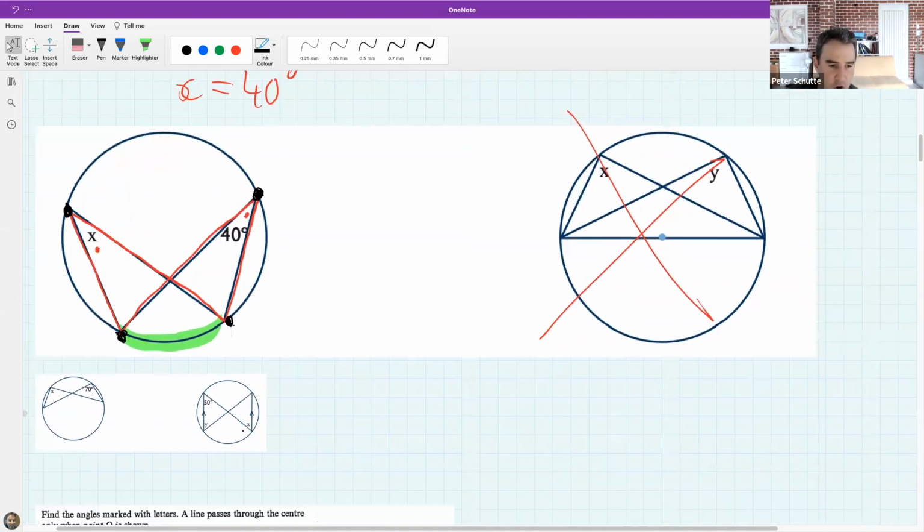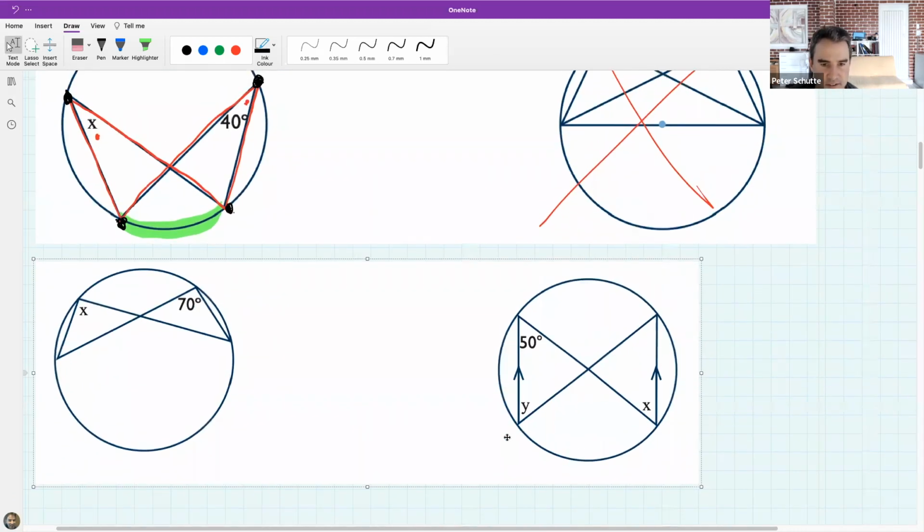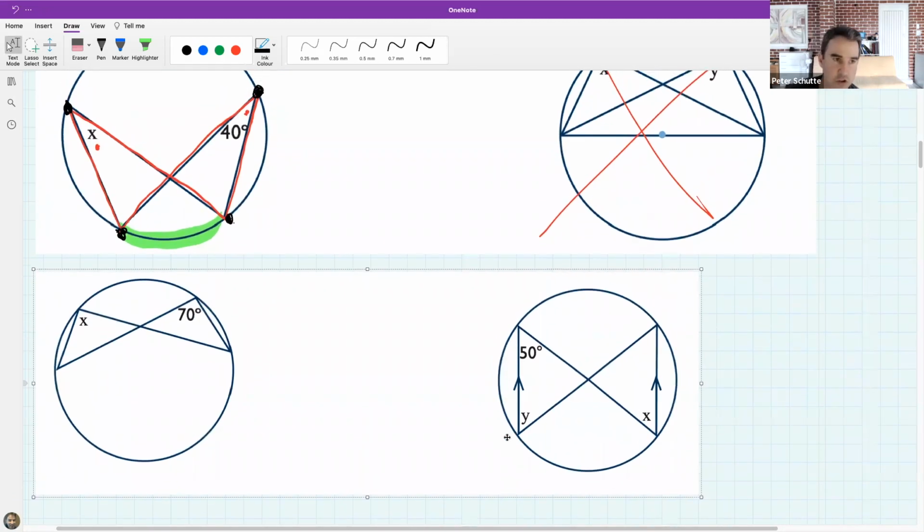Okay, let's go to a slightly harder question. Let's find x in question 2, and then I want you to try and find x and y in question 3. So what is x equal to? And then in the third question, what is x and what is y?